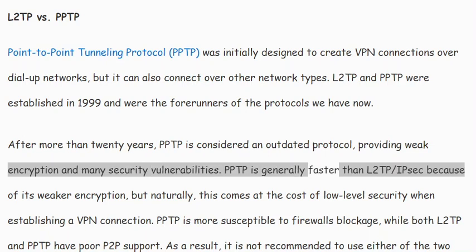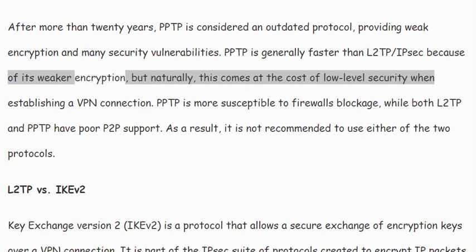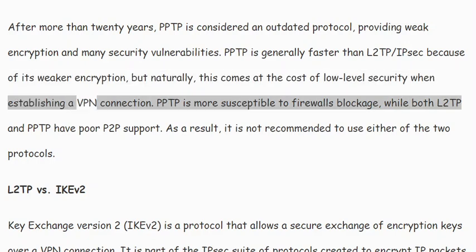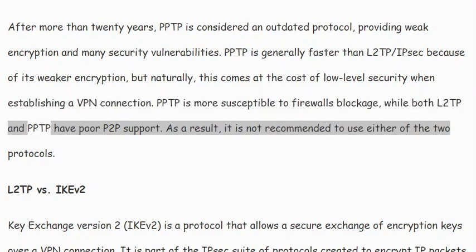PPTP is generally faster than L2TP IPsec because of its weaker encryption, but naturally, this comes at the cost of low-level security when establishing a VPN connection. PPTP is more susceptible to firewall blockage, while both L2TP and PPTP have poor P2P support. As a result, it is not recommended to use either of the two protocols.